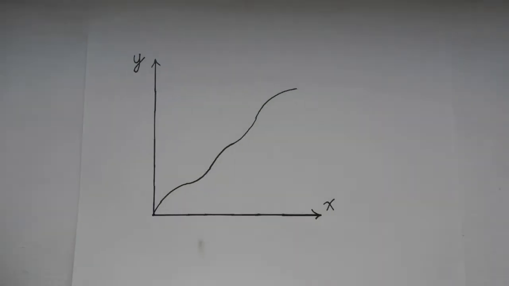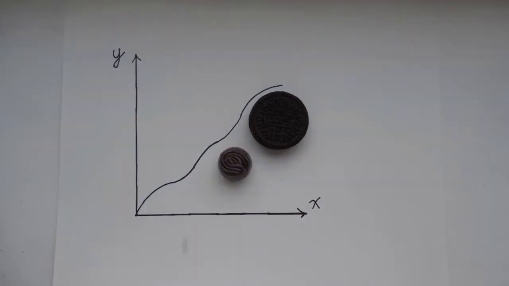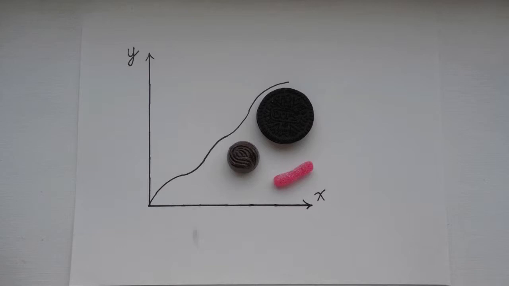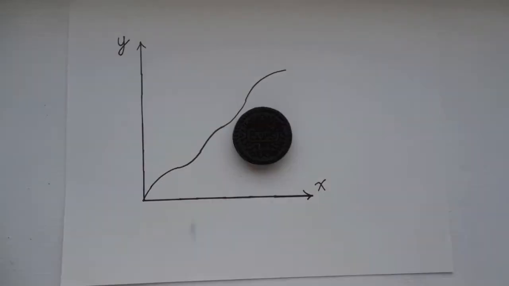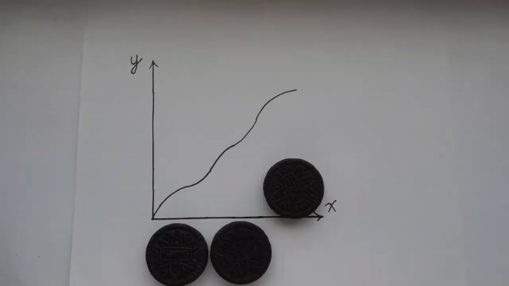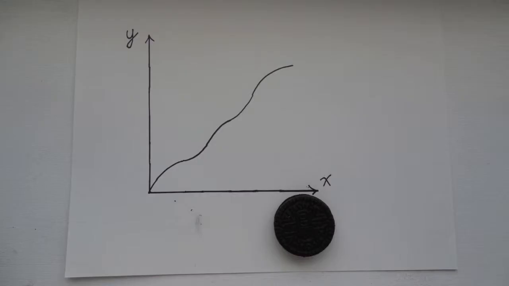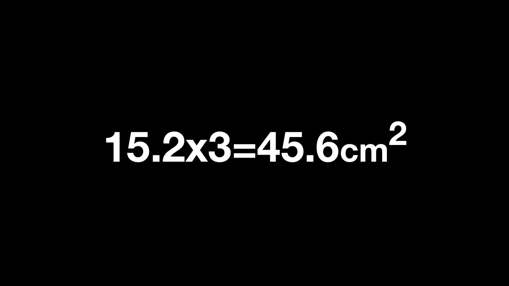Let's say you have a curve and you want to know, or rather guess, exactly what the area under the curve is. For the purpose of this video, our units of measurement will be Oreos, chocolate peppermint truffles, and gummy worms. Knowing that the cross-sectional area of an Oreo is roughly 15.2 square centimeters, let's see how many Oreos we can fit under the curve. Great! If we multiply that by 63.7 square centimeters, we have this, our guess of the area under the curve.